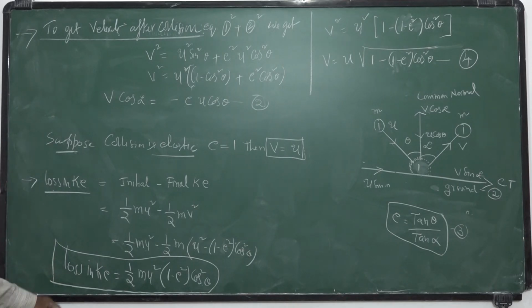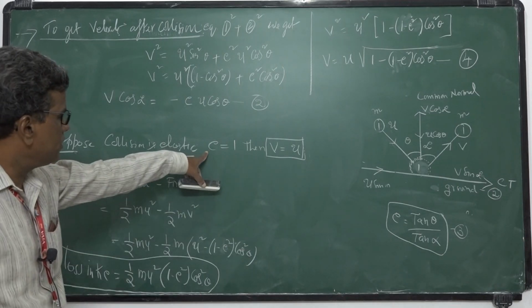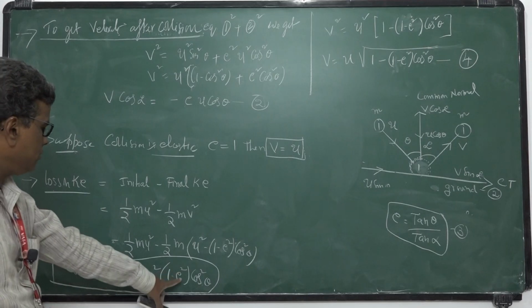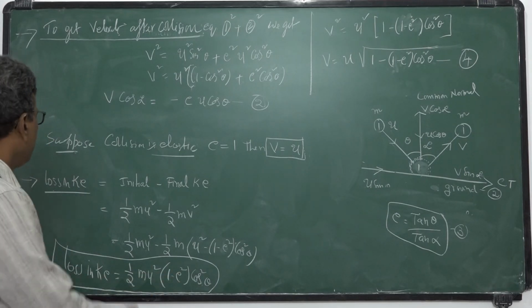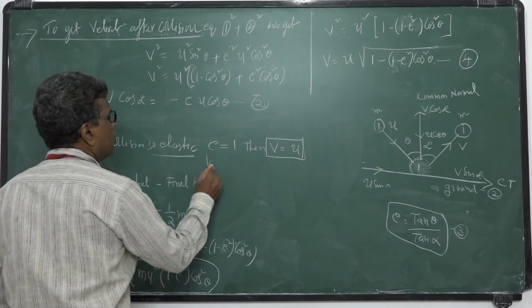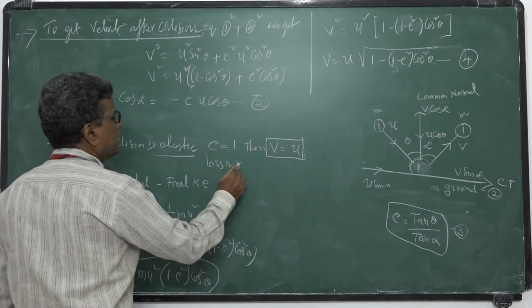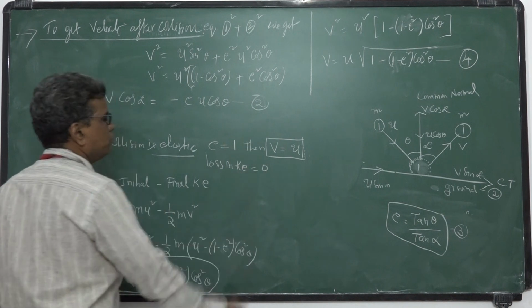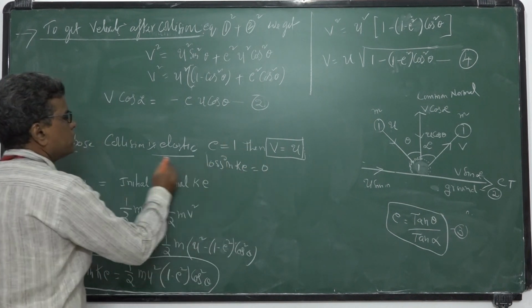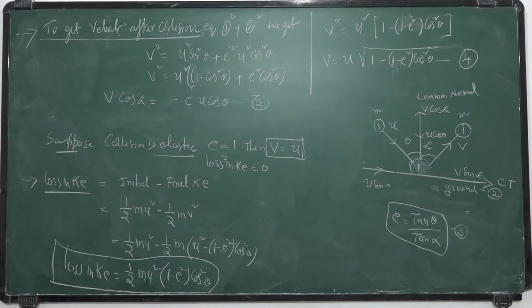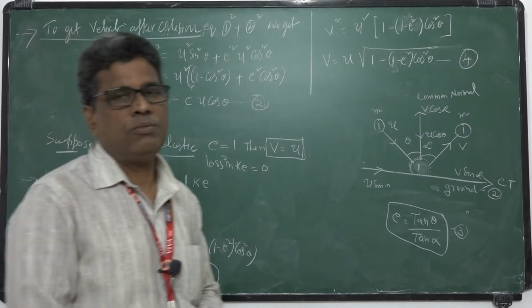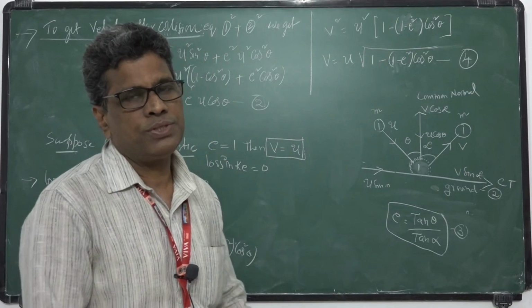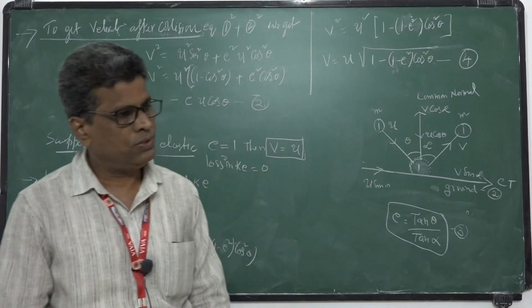Suppose it is a perfectly elastic collision, e is 1, you will get 1 minus 1 is 0, 0 into something is 0. So for a perfectly elastic collision, the loss in kinetic energy is also 0. So this is the answer. Clear? This is also an example of two-dimensional motion. So I explained some problems regarding oblique collisions. You take this.